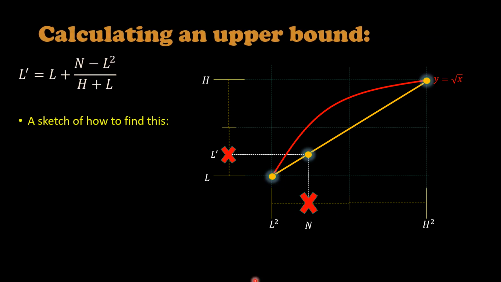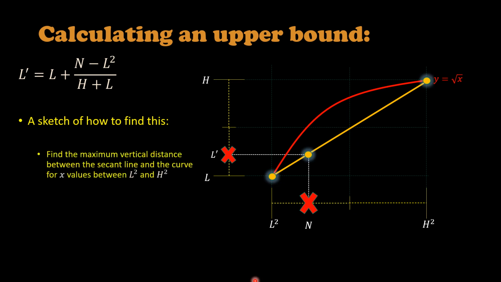Now, because we've got this graphical interpretation, we can calculate an upper bound, and I'll give you a sketch of how to do this, and I'll leave the details as a nice little homework problem for you. The computationally heavy part is that we need to figure out the maximum vertical distance between the line, the secant line, the yellow line, and the curve. The idea is that if I'm right here, the vertical distance is small.